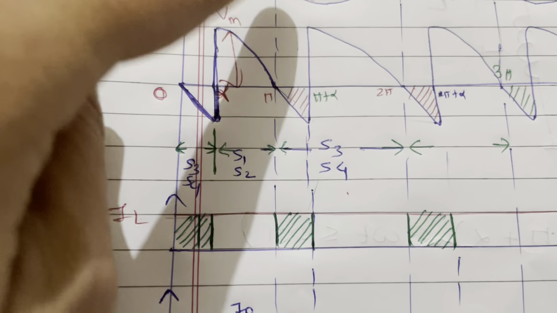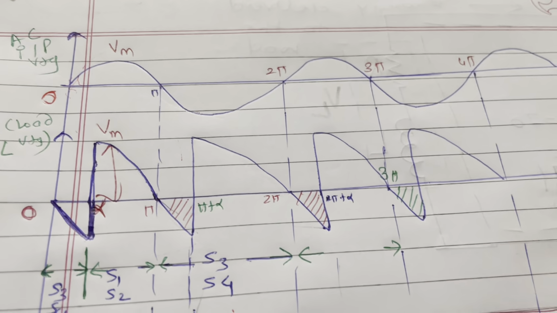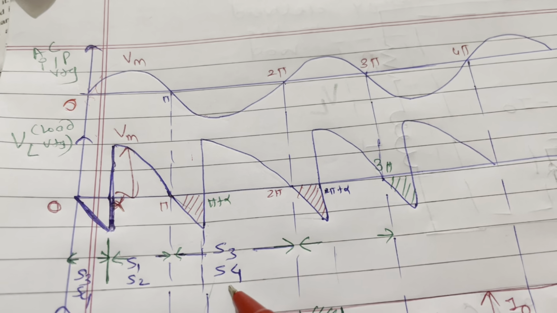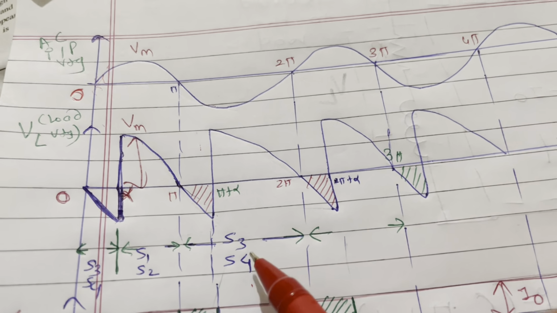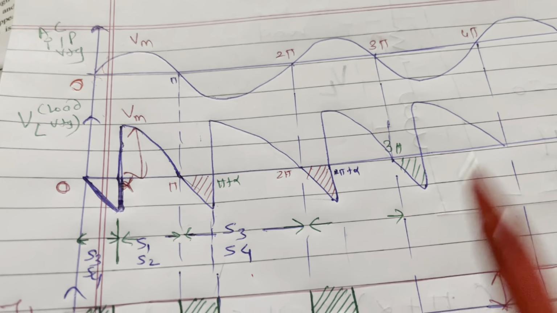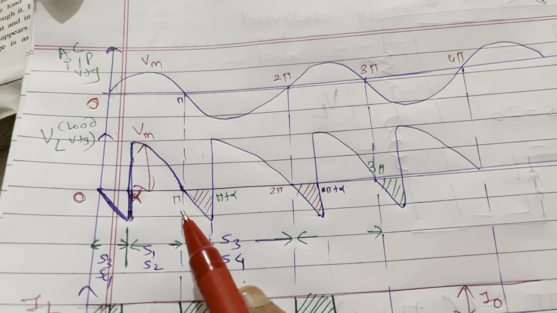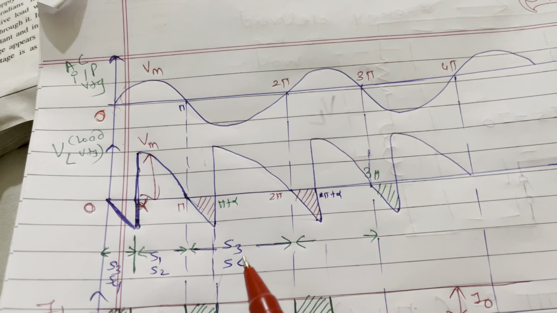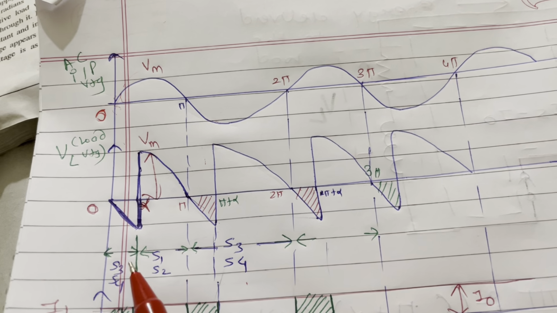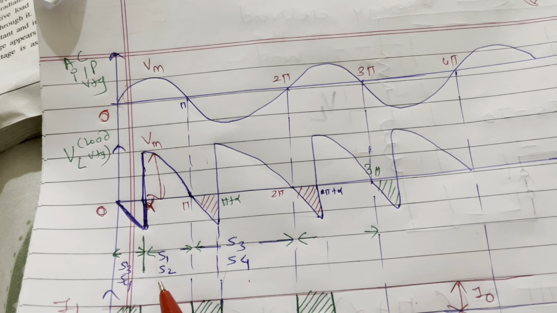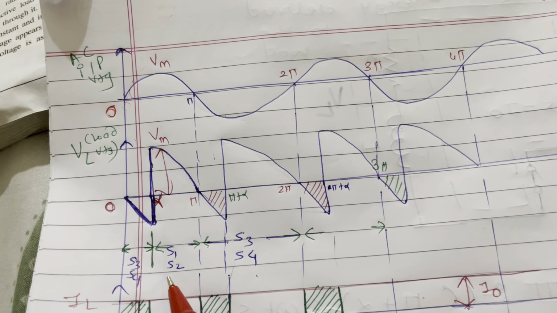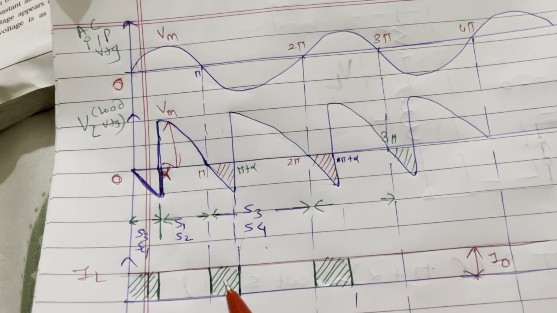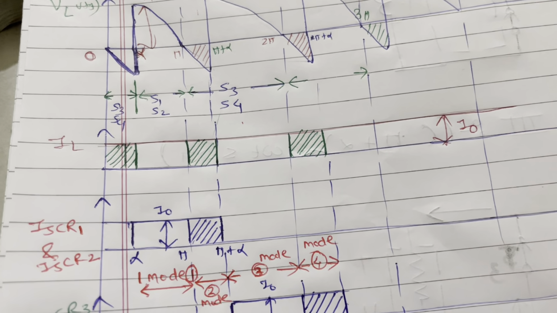In the negative half of the AC supply, SCR3 and SCR4 will be conducting in this mode. From pi plus alpha to 2 pi, SCR3 and SCR4 will be conducting, and from alpha to pi, SCR1 and SCR2 will be conducting here. As both the load voltage and current have the same polarity, the load stores the energy.